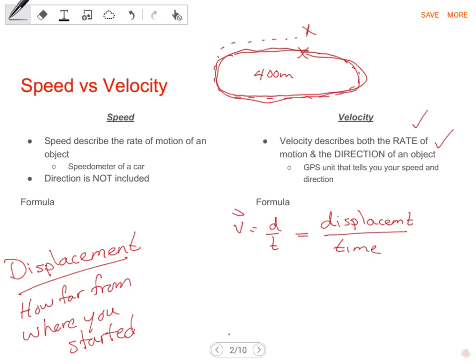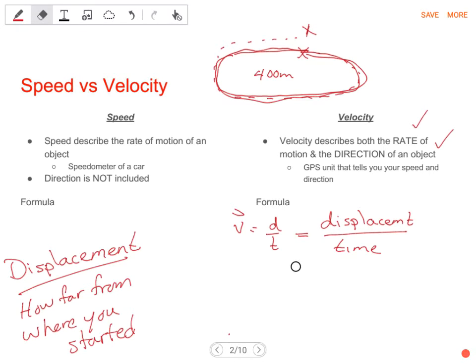But what's your displacement? How far are you from where you started? Well, in this case, you actually get 0 meters because you're right back to where you started. Your displacement is 0. And then we'd have our time. Now, we'll get into some examples with that.